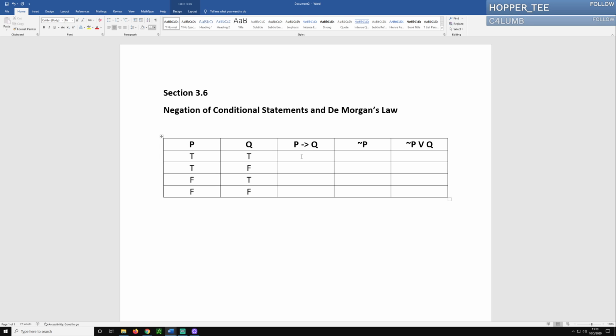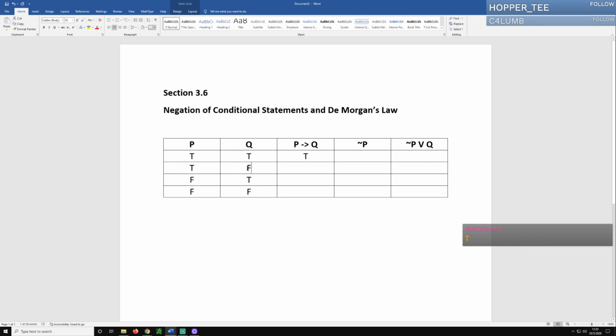So let's start off with the first one here. We have if true, then true. Go ahead and put in the chat either true or false. If true, then true. What's that going to be? All right, the answer to that is going to be true. Good.